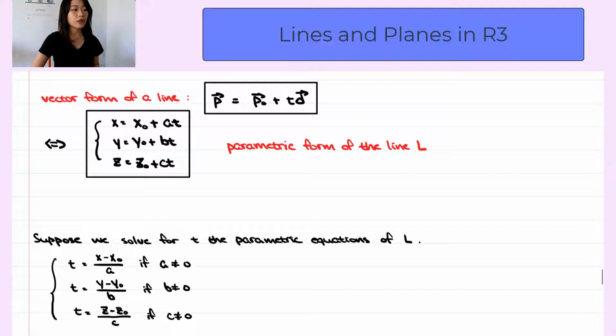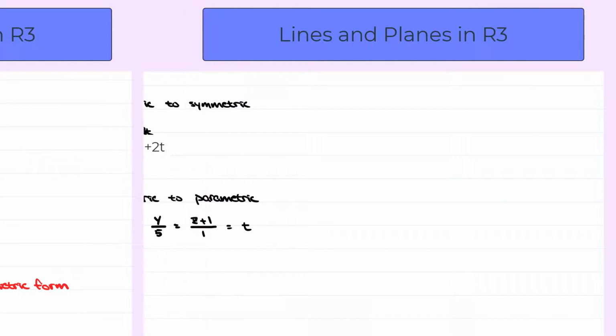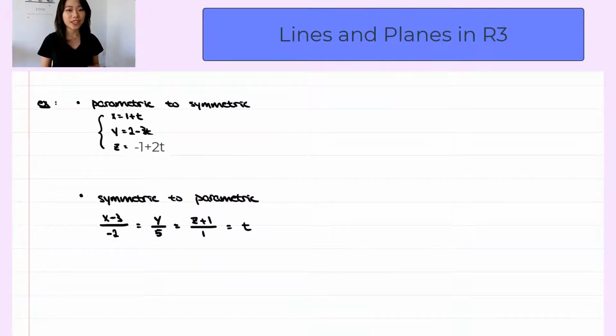Then, if we equate all three equations, we get this equation: x minus x0 divided by a equals y minus y0 divided by b, and this equals z minus z0 divided by c. And this also describes the same line, and we call this form the symmetric form. We can interchange the two notations. When a line is given in parametric form, we can rewrite that in symmetric form and vice versa.